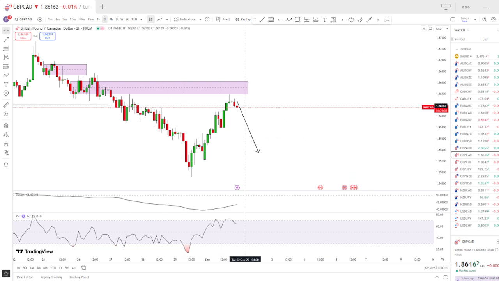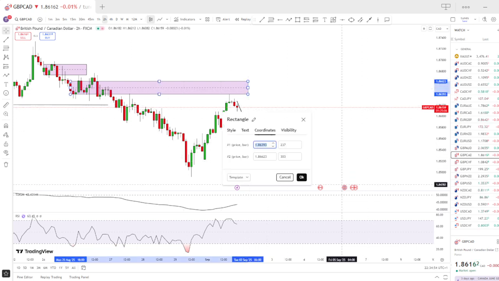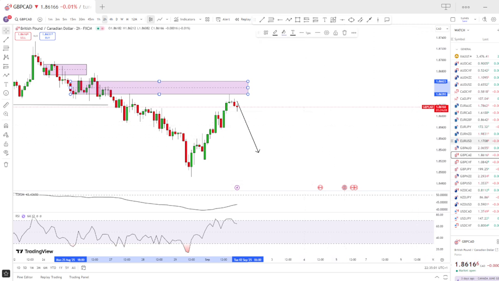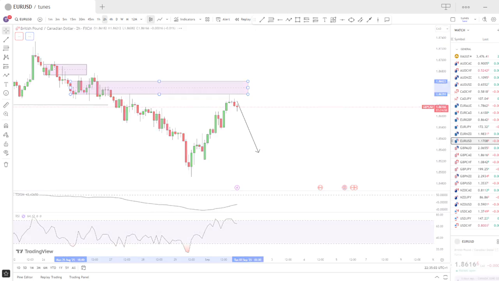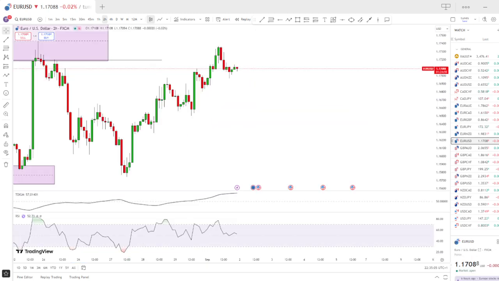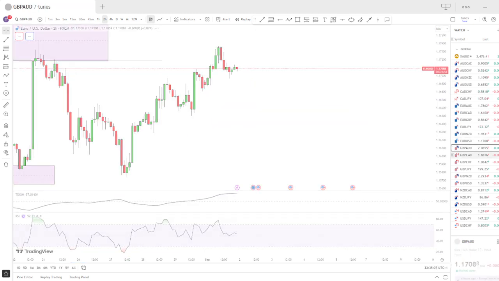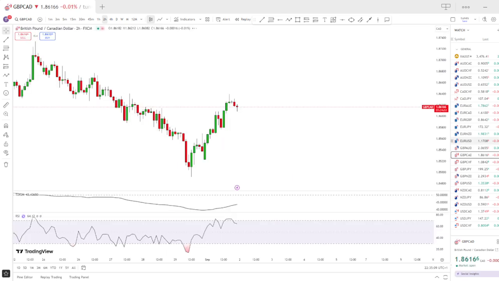All right, so that's just it for GBP CAD. Basically, the region that we are in for the sells right now is between 1.86393 and 1.86623. So that's it for GBP CAD.